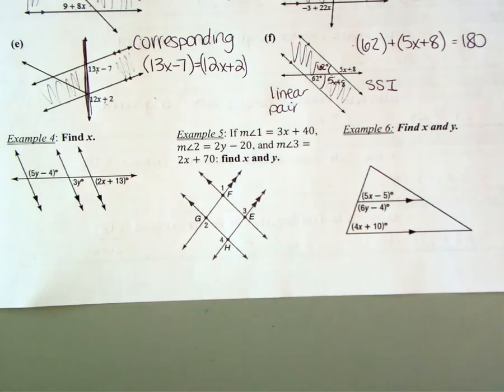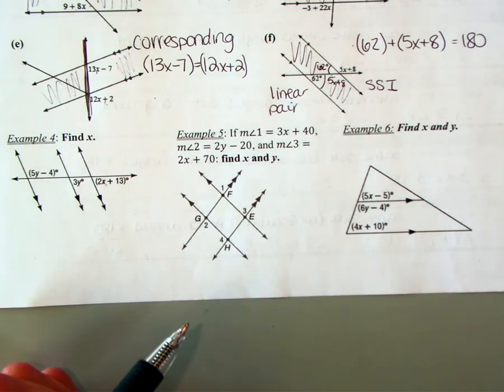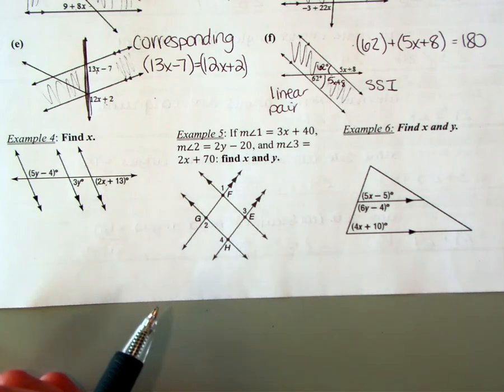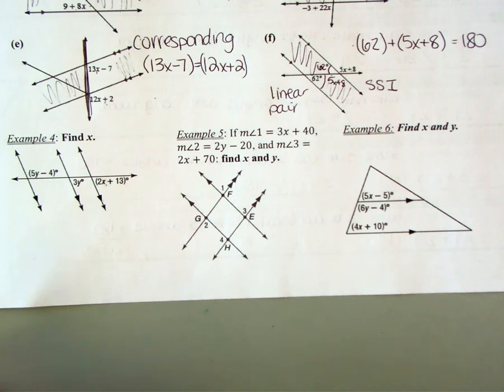Last couple things is when we're solving for more than one variable. So in example 4, it says to find x. In order to find x, we might have to figure out y and figure out the relationship between these y expressions and this x expression. We've got 3 sets of parallel lines, so they're all parallel to each other.